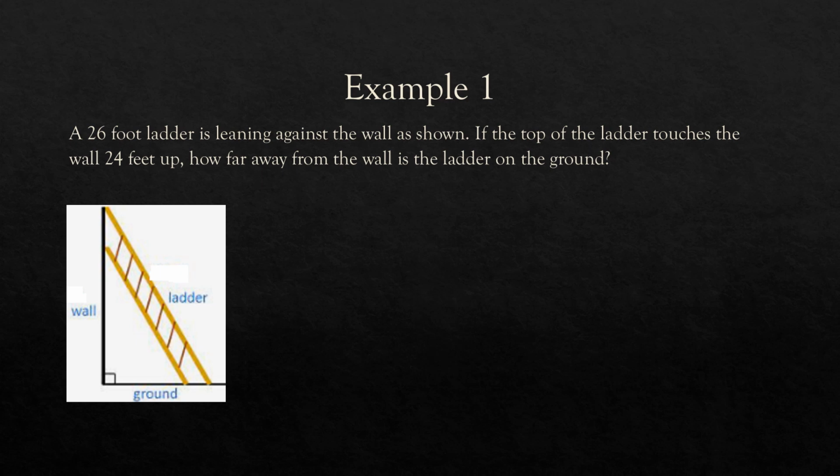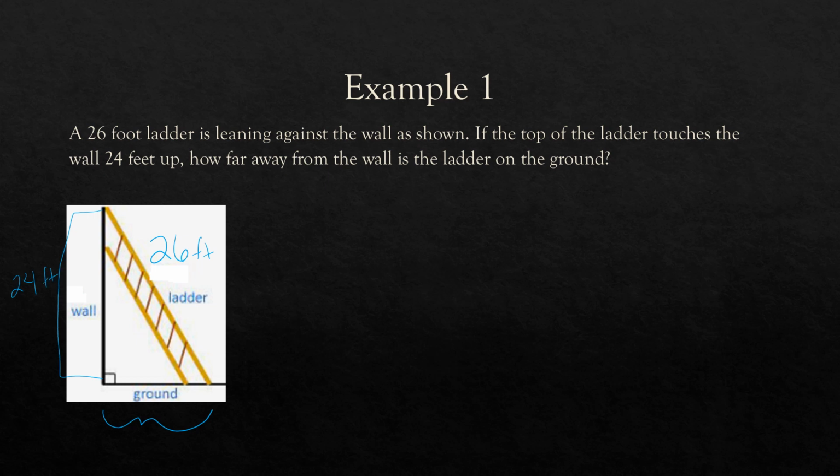Let's do some examples. A 26-foot ladder is leaning against the wall as shown. If the top of the ladder touches the wall 24 feet up, how far away from the wall is the ladder on the ground? So we're trying to find this distance. We know that the ladder is 26 feet, and we know that it touches the wall at 24 feet.